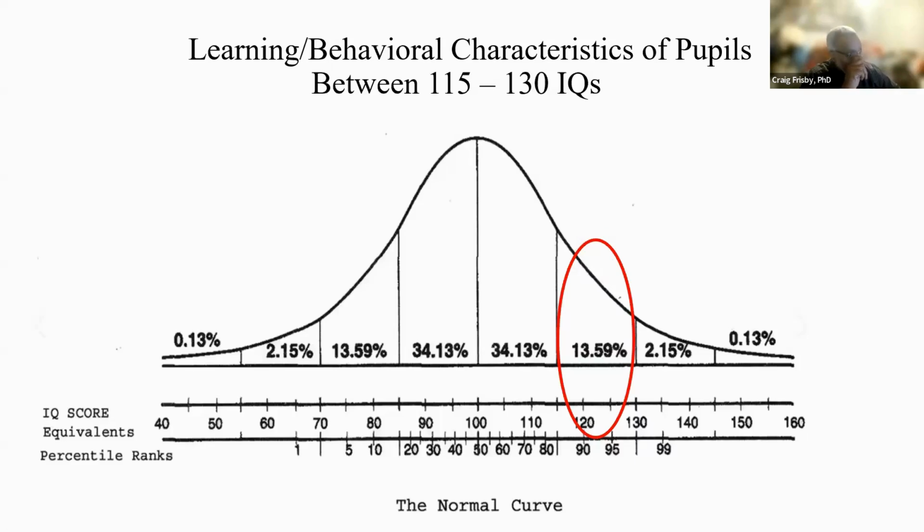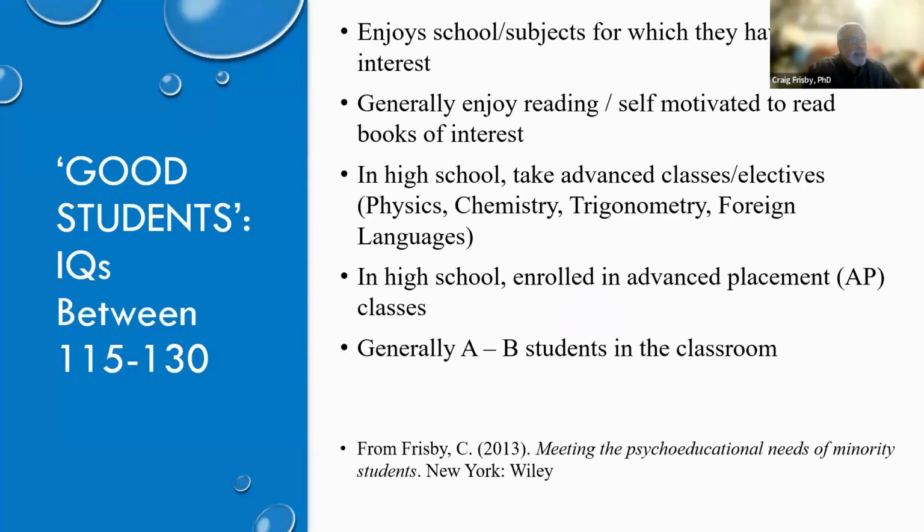Okay, going higher. How about kids between IQs of 115 to 130? These are kids that you'll tend to find tend to enjoy school subjects for which they have a personal interest. Unlike slow learners, they will generally enjoy reading, and they will be self-motivated to read books that interest them. So whenever a school has a book fair or whatever, these are the kids that love to go to book fairs. They love to buy books and get books that interest them. So they are good readers.